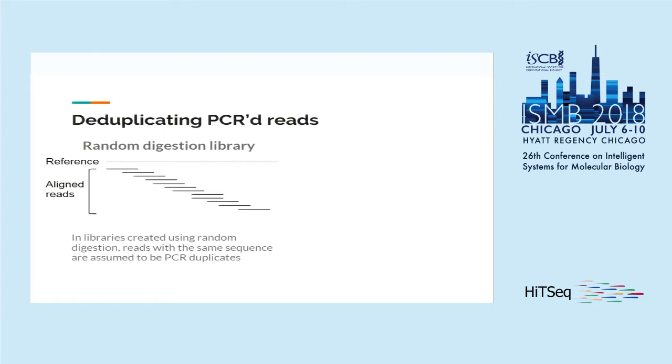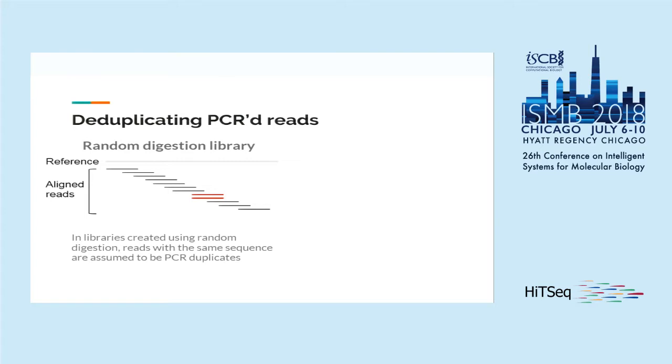So how do we address these PCR duplicates? We obviously don't want these PCR duplicates in our libraries or in our analyses. In random digestion libraries created, for example, using sonication or some other fragmentation technique, the PCR duplicates can be identified as reads that align to the same genomic location. For example, these two red reads right here. And after PCR deduplication, you would simply remove one of these red reads.